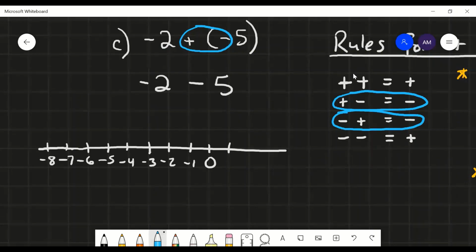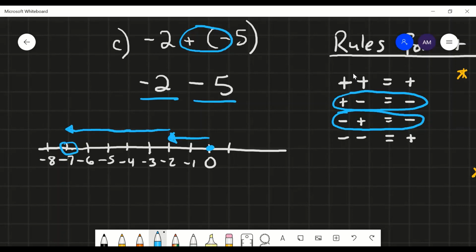So we start at 0, and then we go -2, which is left by 2. And then we go minus 5, which is left by 5. 1, 2, 3, 4, 5. Okay, so we landed on minus 7. So minus 7 is the answer. Another way to look at it is they're both minuses, so they work together. And so 2 plus 5 made the 7.